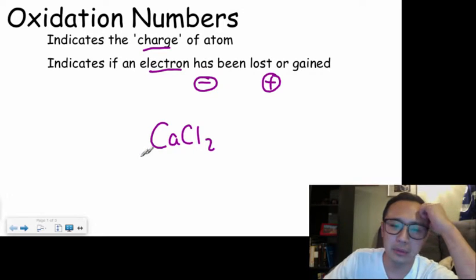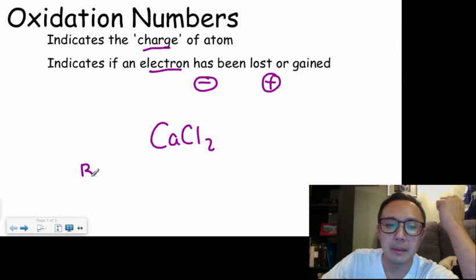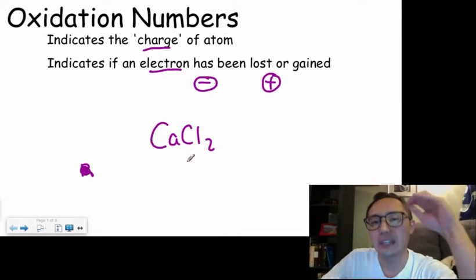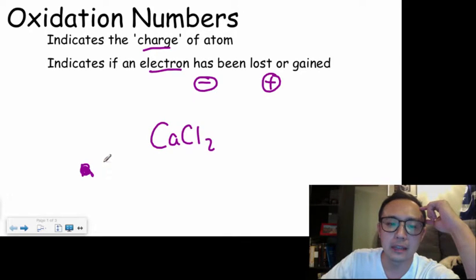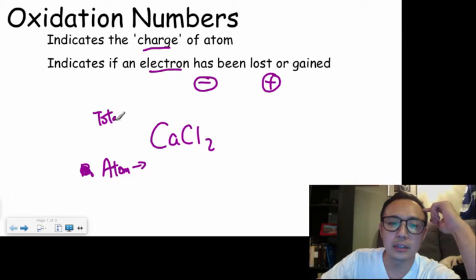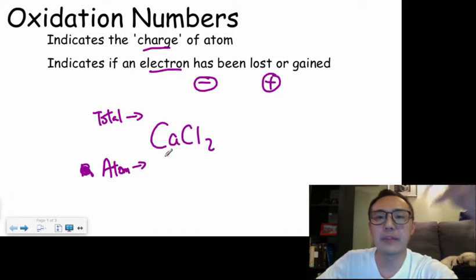So the method I'm going to show you is basically the bottom-up method. What that means is that I'm going to write out the oxidation number of each atom below the compound. So this is the oxidation number of the atom, it's below, and this is the total oxidation number determined by the number of atoms that we have.